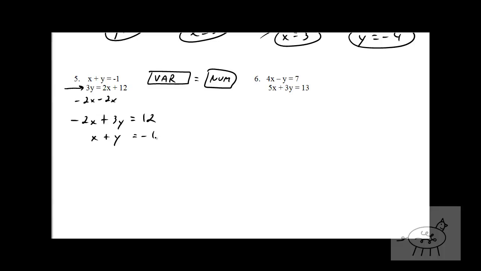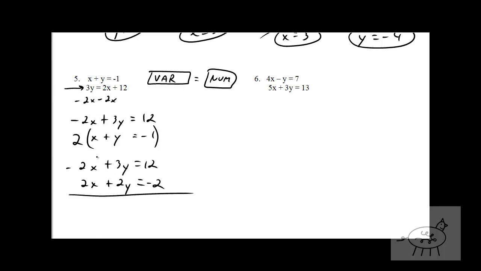Perfect. Okay, but I still have to do elimination method. So again, what's your choice to eliminate? I would definitely eliminate the x because it's already opposite signs. I don't have to multiply by a negative. So if I multiply this one by positive 2, let me just rewrite the top one first. It's negative 2x plus 3y equals 12, and 2x plus 2y equals -2. Okay, so now, of course, the x's cancel, which is perfect.